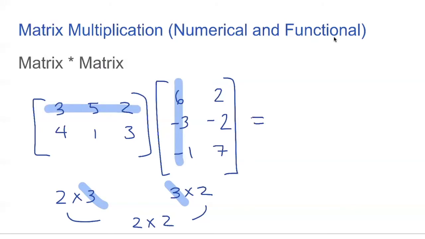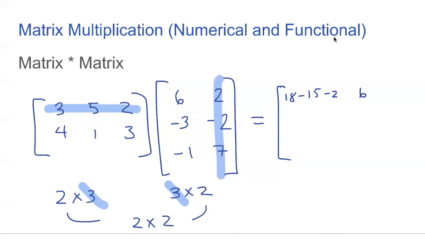And so my first dot product here is going to be the first row of the first matrix by the first column of the second matrix. And so I'm going to get 6 times 3 is 18, plus 5 times -3 is -15, and then plus 2 times -1 or -2. And then for the next entry, I'm going to move over one column in the second matrix because I'm moving over one column in the result, and do first row by the second column. I put that entry in the first row, second column of the result. So I get 3 times 2 is 6, 5 times -2 is -10, and 2 times 7 is 14.